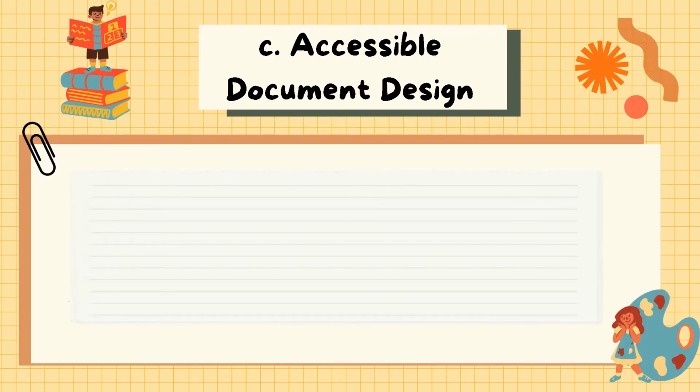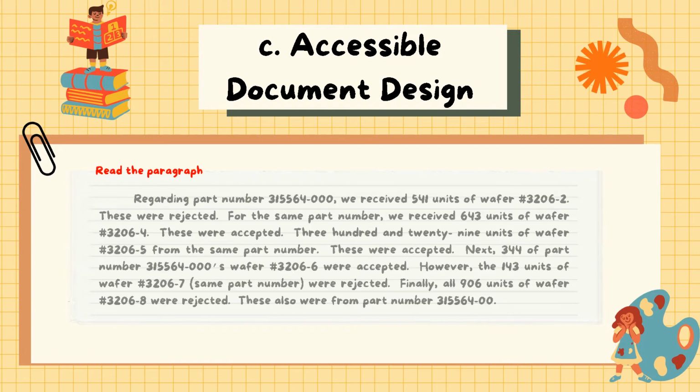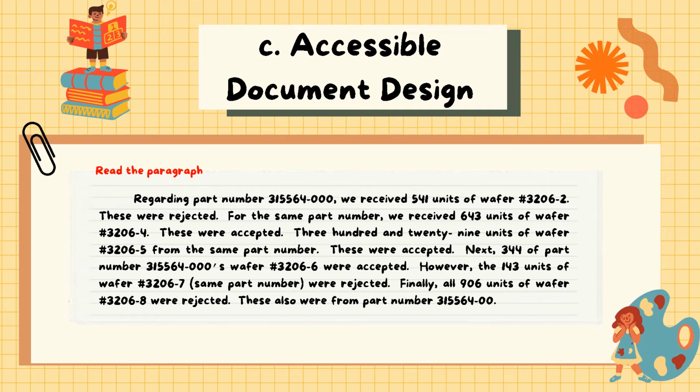Now let's move on to the third trait of technical writing, which is accessible document design, also known as page layout, or the way the text looks on the page. So let's try to read this paragraph. Regarding part number 315564-000, we received 541 units of wafer number 3206-2. These were rejected. For the same part number, we received 643 units of wafer number 3206-4. These were accepted.